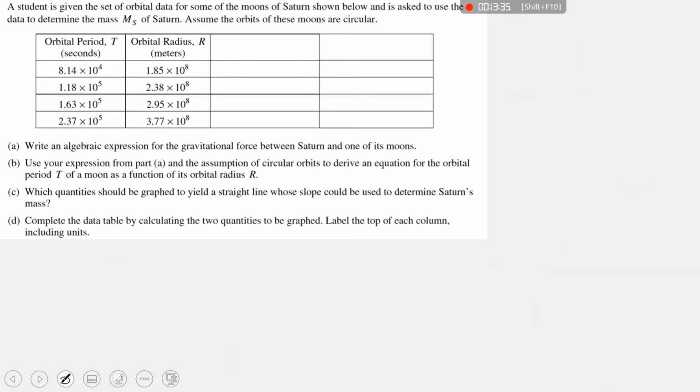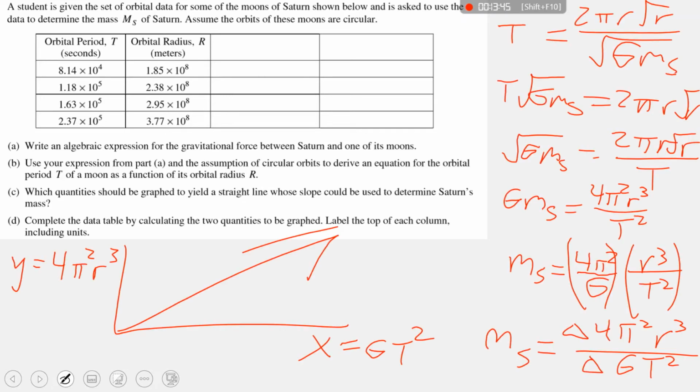Okay, complete the data by calculating the two quantities to be graphed. Label the top of each column, including the units. Okay, so we're going to finish off the table. I'm actually going to do that on this slide, I think. So this is part C, is this one.